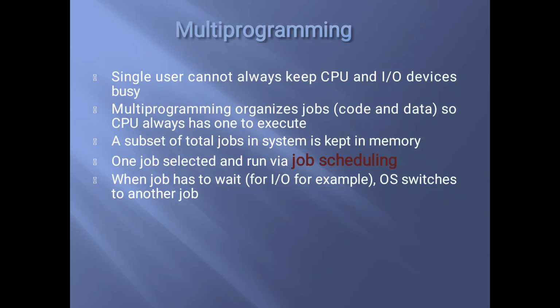So multi-programming organizes jobs so the CPU always has one to execute. A subset of the total jobs in the system is kept in memory. One job is selected and run by job scheduling. When a job has to wait, the OS switches to another job.